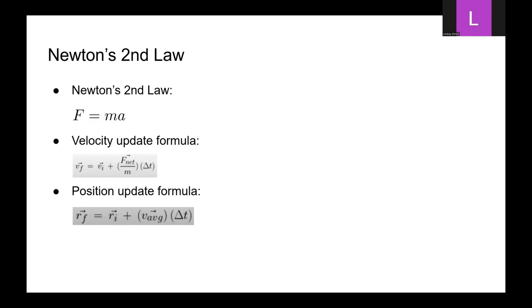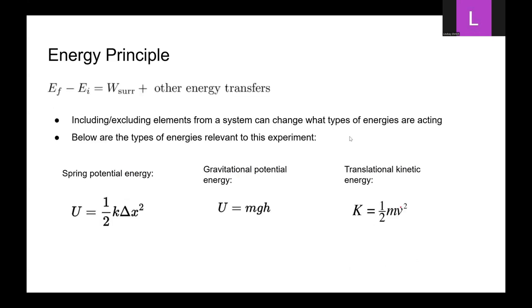So here are the physics principles used. Newton's second law is F equals ma, and derived from that are the velocity update formula and the position update formula. Additionally, the energy principle was also relevant. That's the change in energy equals the work of the surroundings plus other energy transfers.